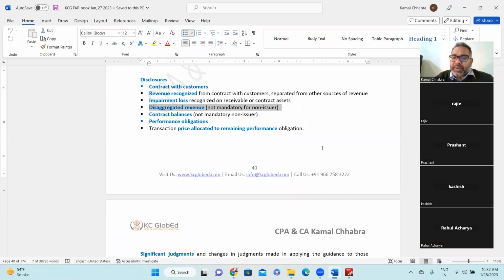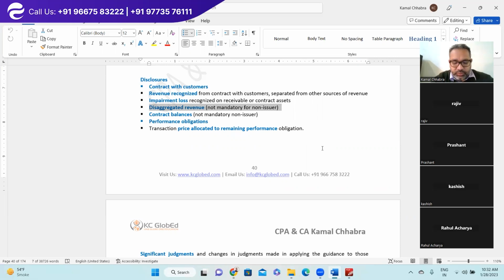But this one is mandatory for an issuer, but for a non-issuer it is not mandatory. What is a non-issuer? A non-public company, yes.